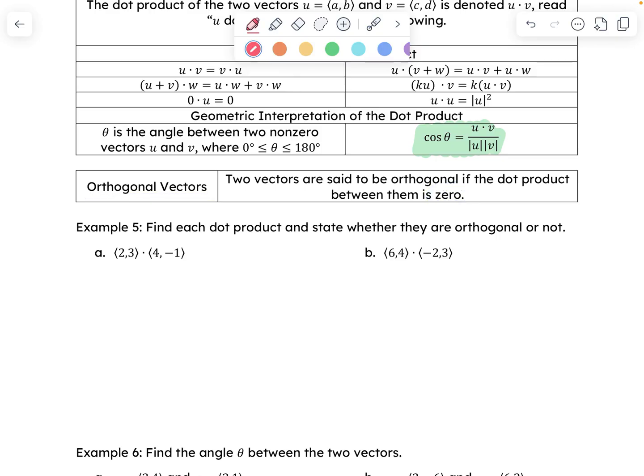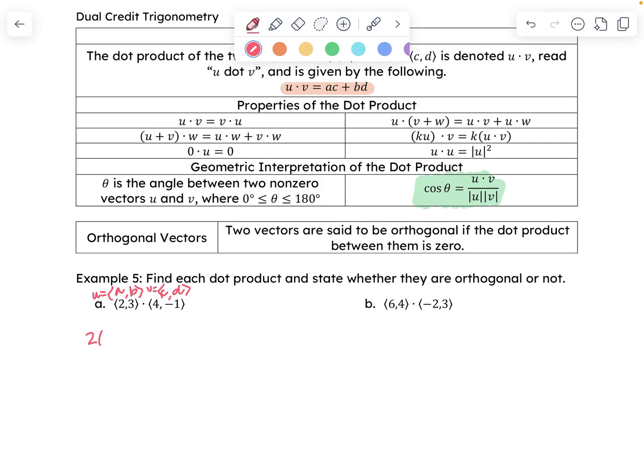So I'm going to start with A over here. This would be my a, b, c, and d, like this is u, and this is v. So if I'm using my dot product, I would do a times c, so 2 times 4, plus b times d, so 3 times negative 1. 2 times 4 is 8, 3 times negative 1 is negative 3. So 8 minus 3 is 5. So my dot product is just a numerical answer. It's no longer a vector. Since it's 5, this means that these are not orthogonal.